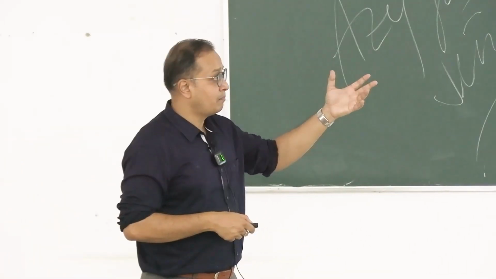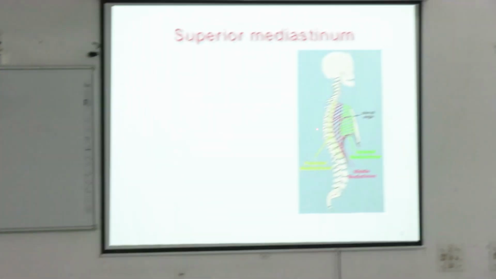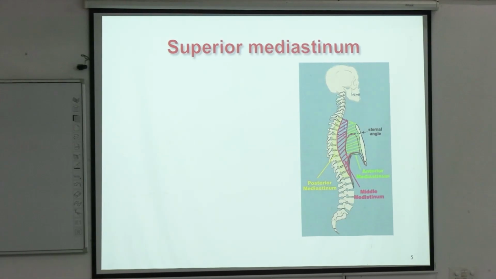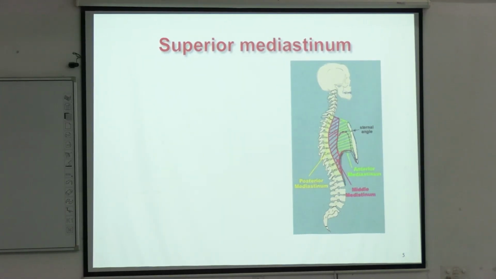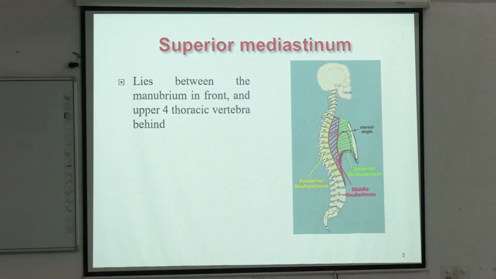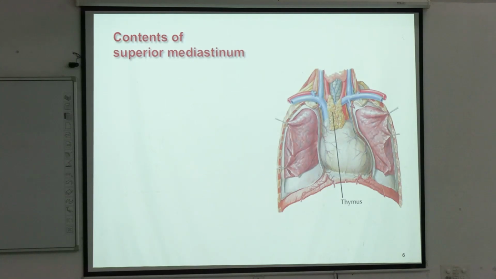The upper limit is the thoracic inlet, and the lower limit is the sternal angle, that particular horizontal imaginary line. That's it. So this superior mediastinum is fitted with some structures that we are going to talk about. What structures lie within this particular space? We call them the contents of the superior mediastinum.